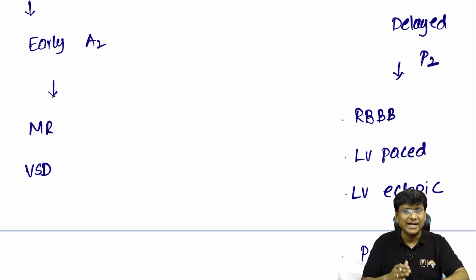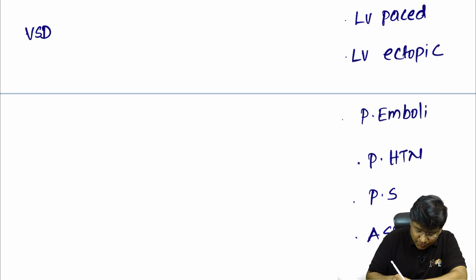So early A2 and delayed P2, right? Then followed by that, you need to know the conditions where you have wide fixed split.